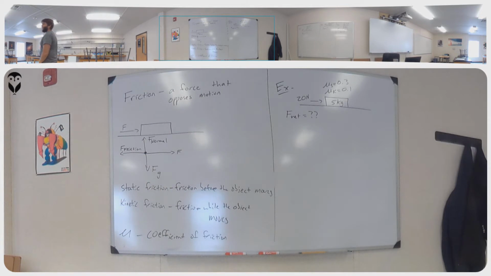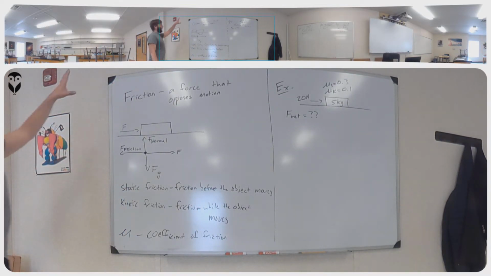Every surface has a different coefficient of friction, and you guys know this. Carpet has a higher coefficient of friction than ice. That is because it is harder to move something on carpet than it is on ice. So different surfaces will have different coefficients of friction.